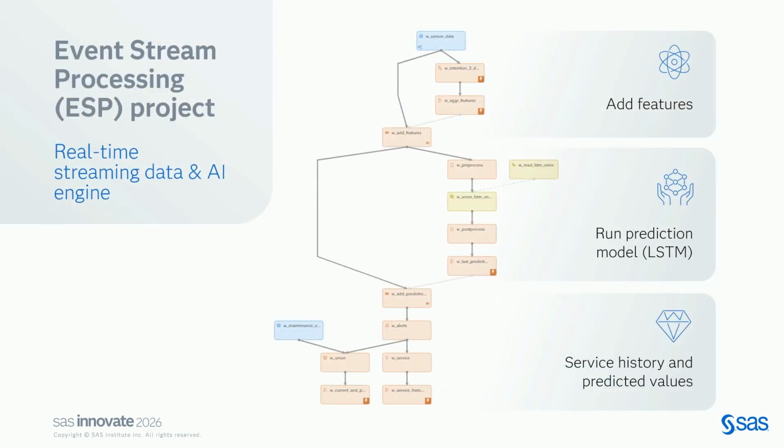Now, what I've already done is I've already developed an ESP project to look at all of this data. So I'm already ingesting the sensor data, I'm adding some features to it, I'm running an ONNX LSTM prediction model to get the voltage in 30 days' time, and at the end I do some aggregations. But now let's see how we can set up MCP tools in this project.